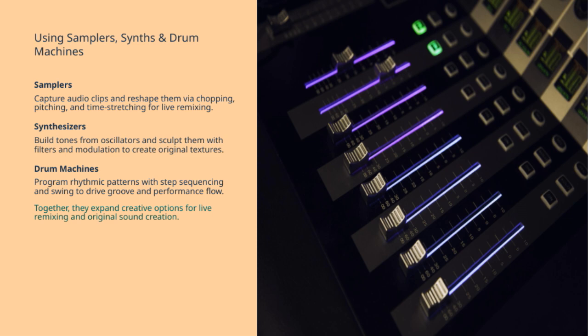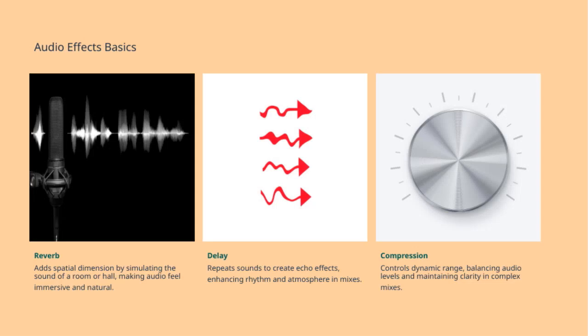Now, let's take a closer look at some essential audio effects that help shape our sound. First up is compression. Compression controls the dynamic range of our audio, meaning it balances out the loud and soft parts. This ensures that the overall sound remains clear and consistent, especially in complex mixes where many sounds compete for attention. Think of it as a way to keep everything within a comfortable volume range, making sure no element gets lost or overwhelms the mix.